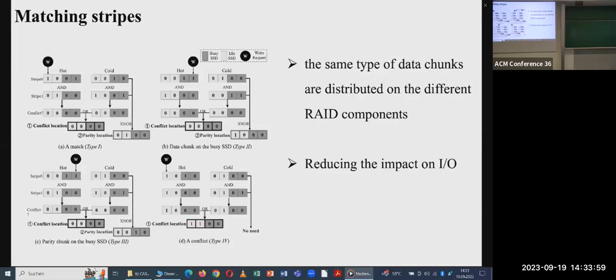First, it performs an AND operation on the same type bitmaps of two candidate stripes to respectively get the conflict bitmaps of old and cold data chunks. After that, it can confirm whether two candidate stripes are matched or not by carrying out an OR operation on the two conflict bitmaps. Lastly, if there is no conflict, we conduct an XNOR operation on the bitmaps of cold data chunks of two stripes to get the parity chunk location of the reconstructed stripe.